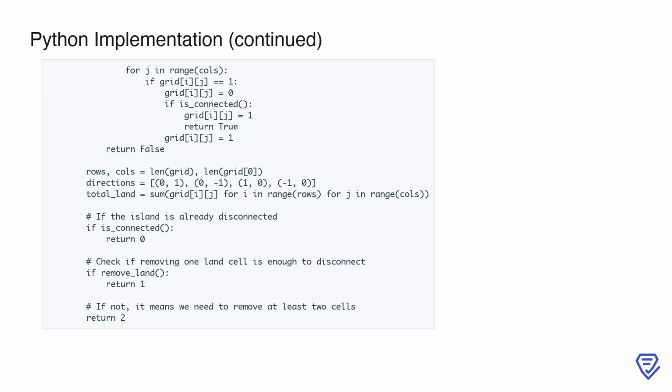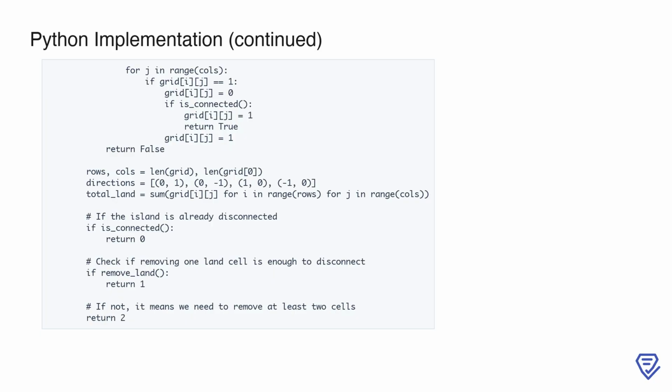Next, we define the remove_land function, which simulates removing each land cell one by one to check if we can disconnect the island. For each cell in the grid, if it's a land cell, we temporarily set its value to 0 to represent water and check the connectivity of the grid using the is_connected function. If this operation results in the island becoming disconnected, we restore the cell's value to 1 and return true, indicating that removing this land cell is sufficient. If not, we restore the cell's value and continue the process.